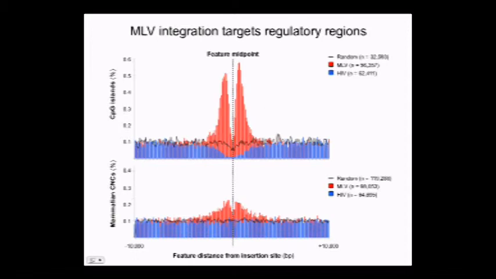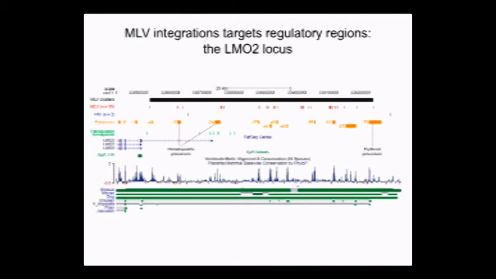These are all, let's say, surrogate definitions of enhancers and promoters and regulatory regions in general in the genome. So what emerges from this type of picture is that the vectors derived from the MLV virus, but not from the HIV virus, have a dramatic preference for inserting where the action is in the genome, so essentially in promoters and regulatory regions.